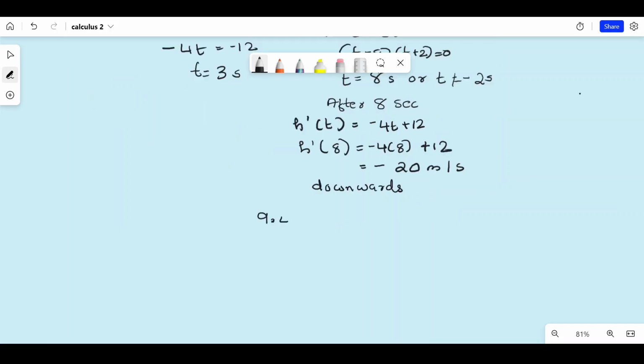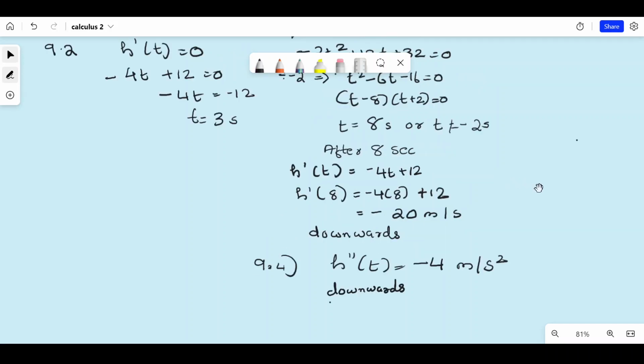9.4 is the second derivative, h''(t). This is h'(t), and h''(t) will be negative 4. Nothing else to do, that's why it only has 2 marks, in meters per second squared, that is the acceleration. That also shows that it's going downwards. Negative shows that it's going downwards.